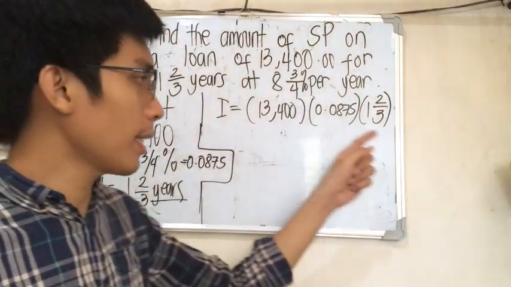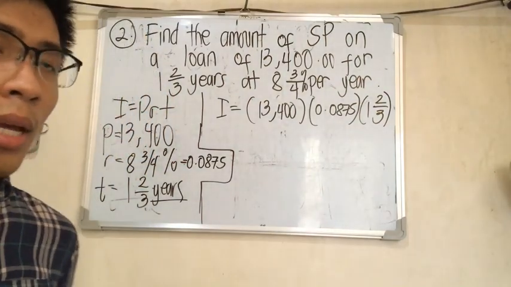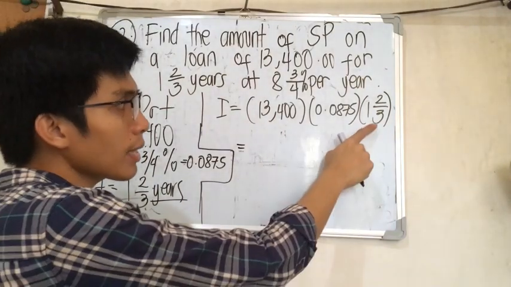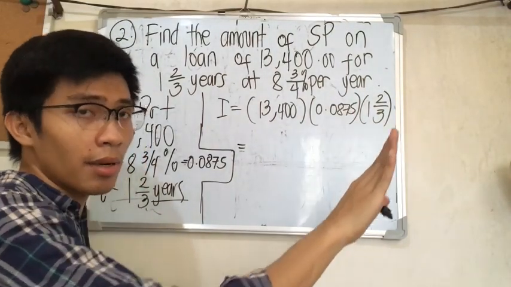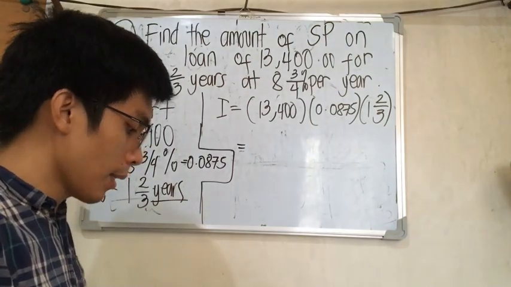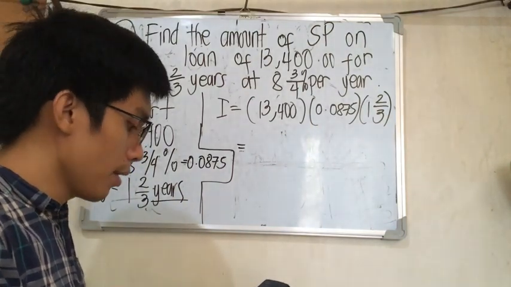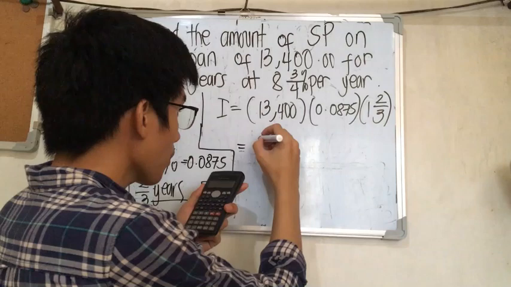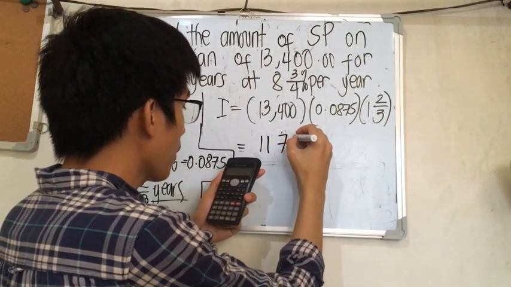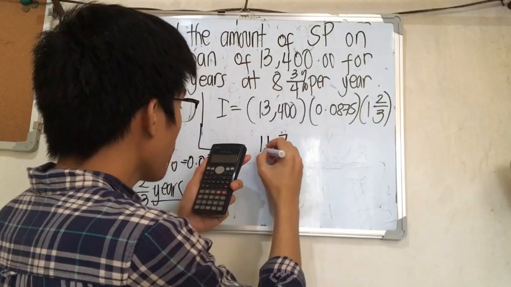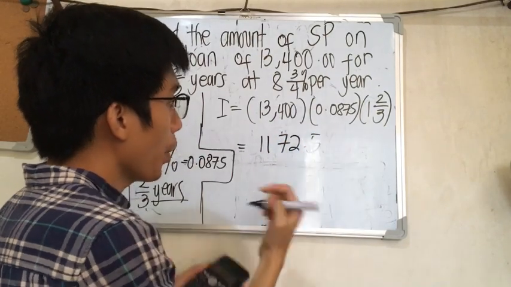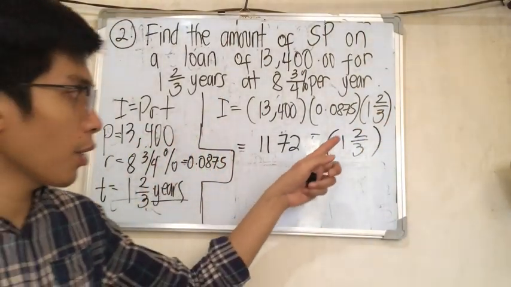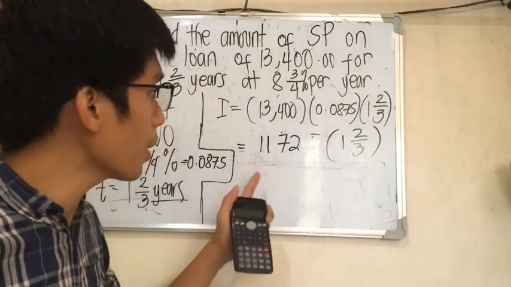Okay, so meaning this is the step in substituting everything into the formula. After that one, you have to multiply everything. Since this is in mixed fraction, let's disregard it first. Let's multiply first 13,400 multiplied to 0.0875, that is now 1,172.5 multiplied to 1 and 2/3. Since that is 1 and 2/3, you can use your calculator in multiplying that one directly.